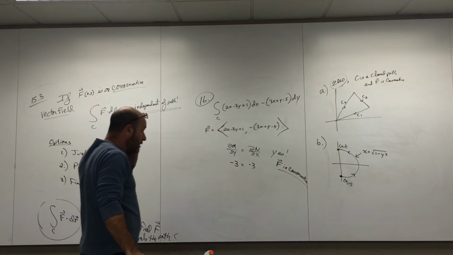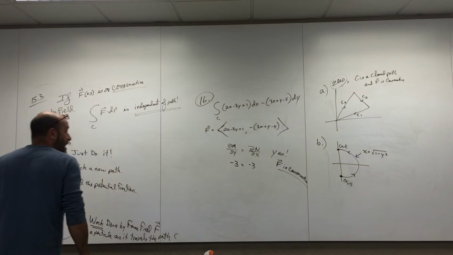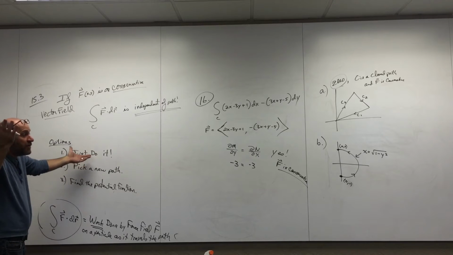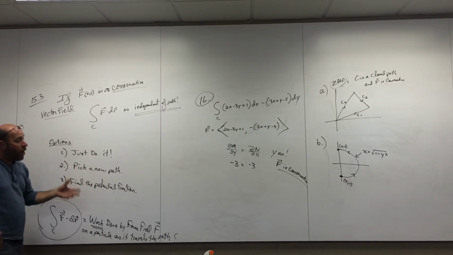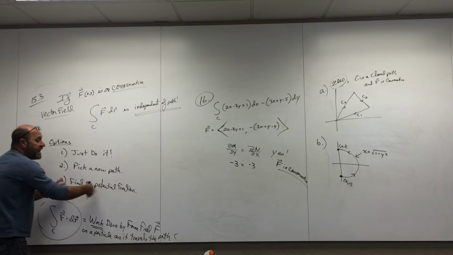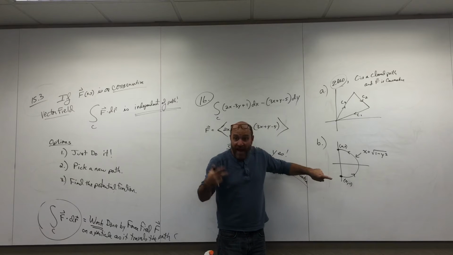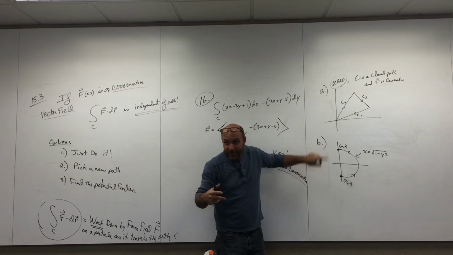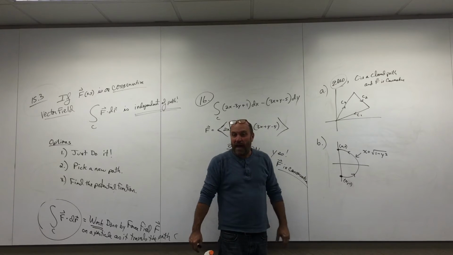Okay, well, I am in a conservative vector field. So I got my options. Do you want to do that path? You could just do that path. There's nothing wrong with doing that path. Or you can pick a new path. Or you can go find the potential function and forget the path. With the potential function, you evaluate from the end to the beginning, or from the beginning to the end. I think I'll pick a new path.